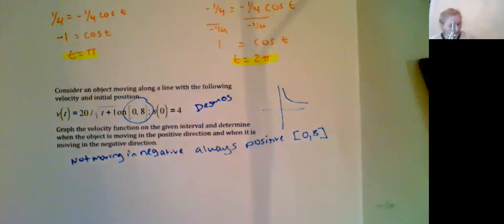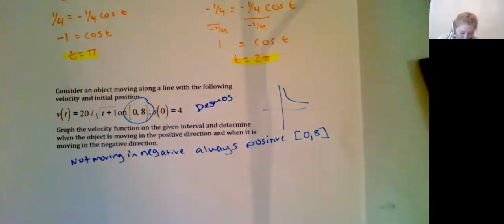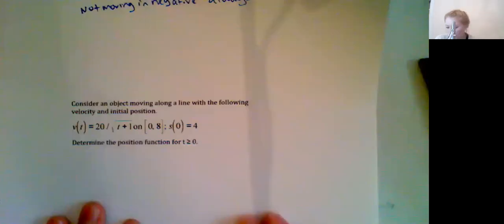Okay, so now we need to find our position function. So this one's going to be a little yucky to integrate, but we can do it. Okay, so let me see. The first thing that I'm going to do is I'm going to write this as 20 times (t plus 1) to the negative 1/2 dt. Okay, so we need to integrate this, right?